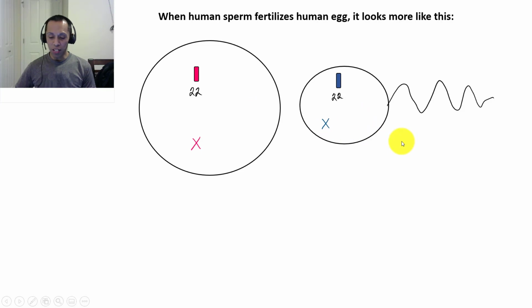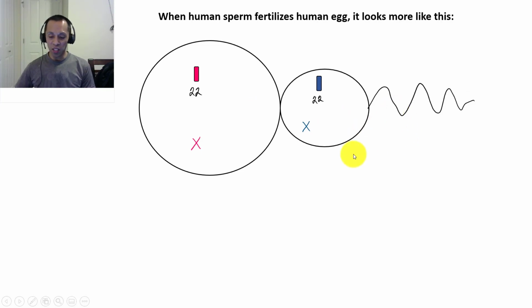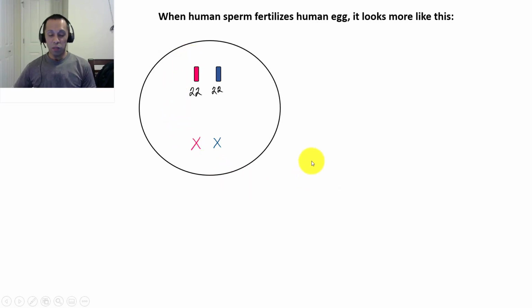When that sperm fertilizes that egg, it's going to deliver all of its genetic content, so all 22 of its autosomes, and then its one X chromosome is going to join with the genetic material that's already found inside of that egg. And when that happens, you end up with the total number of 46 chromosomes that you're going to find in most of this baby's cells. So 22 plus 22 is 44. Here's the 45th chromosome, and then here's the 46th chromosome.